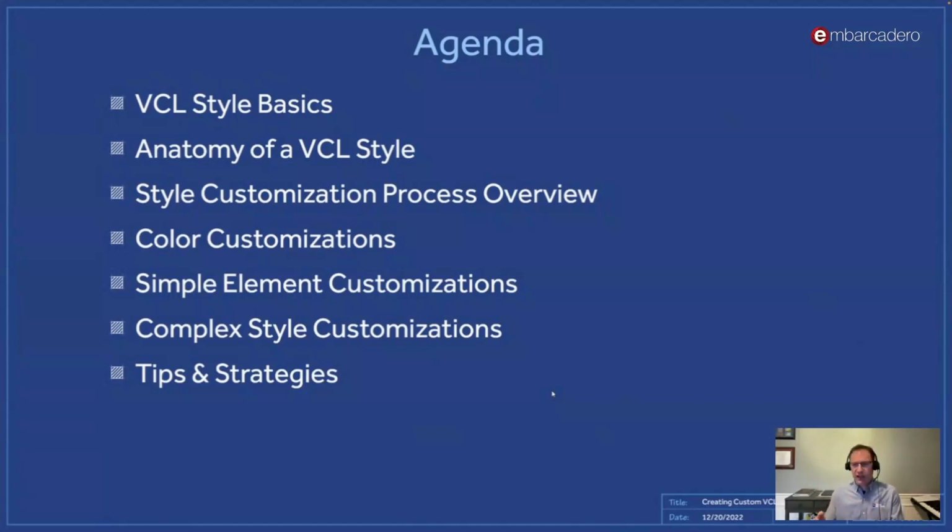I am specifically talking about VCL styles as opposed to FMX styles. There is definitely overlap in concepts and functionality, but specifically we're talking about VCL styles because there are some nuances there. And then we want to really dig into what makes up a VCL style. What's its anatomy? What are the pieces and parts that define what this style looks like?